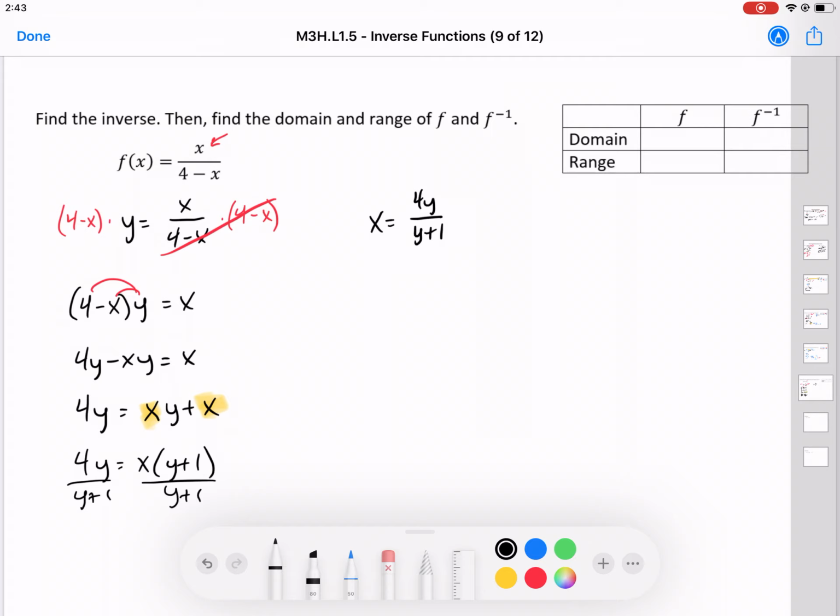So domain, if you're going back to the original, x can equal 4, which means the range of the inverse can equal 4. And then for our inverse function, which I should have written out in function notation, y can equal -1.